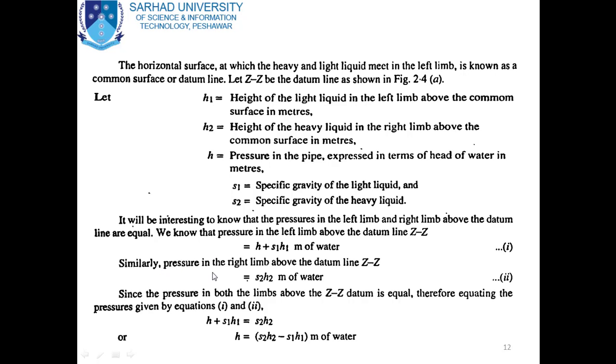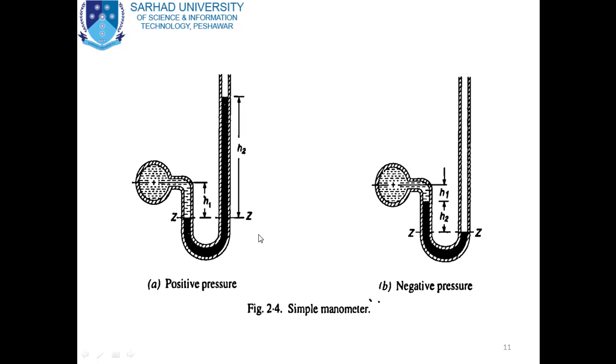Similarly, the pressure in the right limb above the datum line ZZ is equal to S2 H2 meters of water, where S2 is the specific gravity of the heavy liquid and H2 is its height.